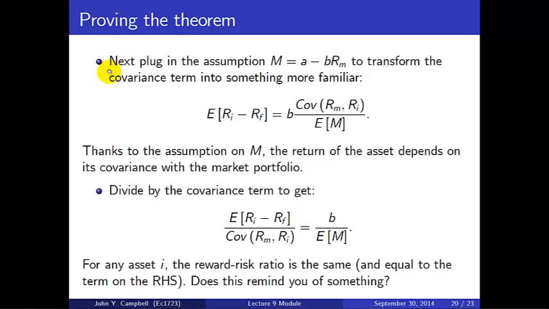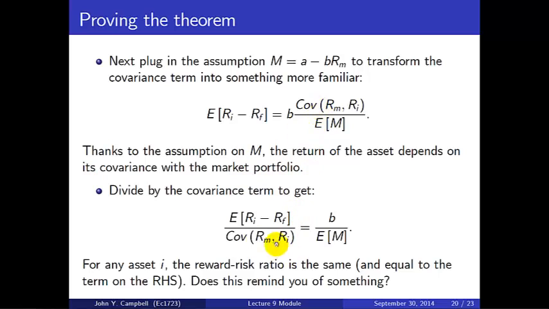All right, well next what we're going to do is plug in the assumption of the theorem that M is A minus B times R_m, and that will transform the covariance term into something more familiar. We're going to get that the risk premium on any asset is the slope coefficient B times the covariance of R_m and R_i divided by the mean of M. Okay, so by making this assumption about M, we find that the return of the asset depends on its covariance with the market portfolio.